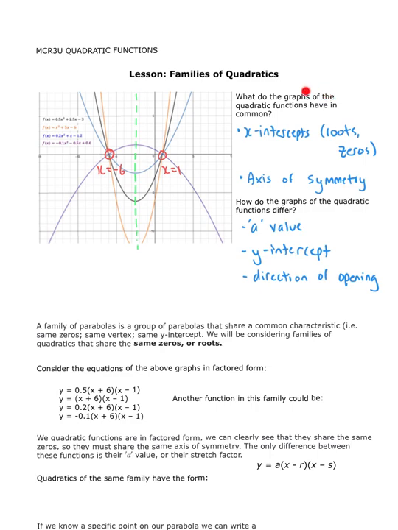So when we are asked, what do these graphs have in common? We can say the x-intercepts, also known as the roots or the zeros, and the axis of symmetry. So how do the graphs differ from each other? They each have a different a value. They each have a different c value, which is your y-intercept. The direction of opening is not the same for all of them. Three of them open up, one opens down. And the x-coordinate of the vertex is the same, but the actual coordinates of the vertex are different. So we can see the vertexes are different on each of the graphs.